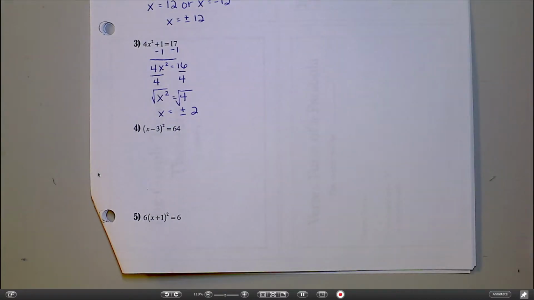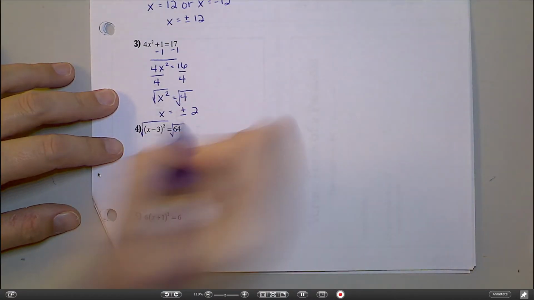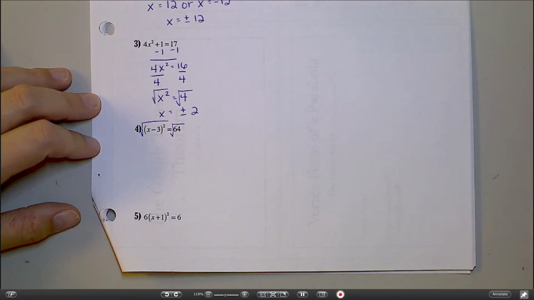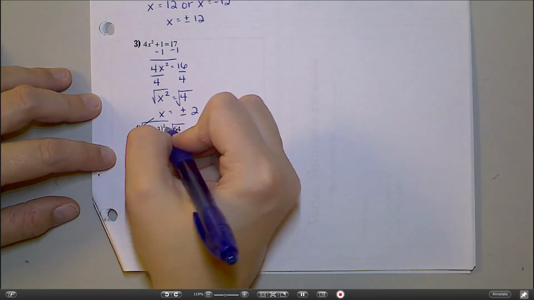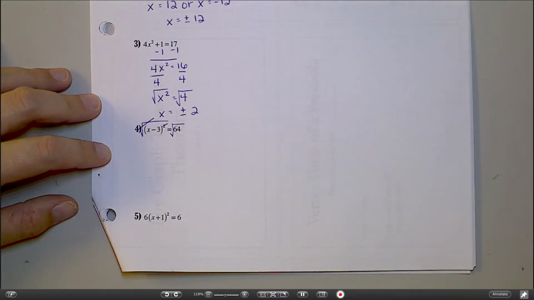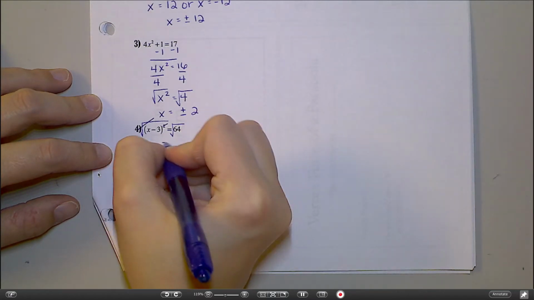And I can't get rid of the parentheses until I get rid of the square. So let's get rid of the square. I'm going to take a square root. You're going to want to make sure you write down all the steps for this one, even if you've skipped out on me on the last few, because this one you're going to miss if you don't. This square root and this square cancel each other out. So you're left with x minus 3.